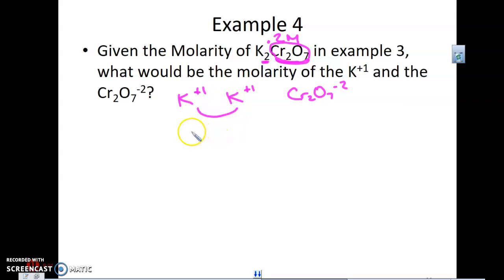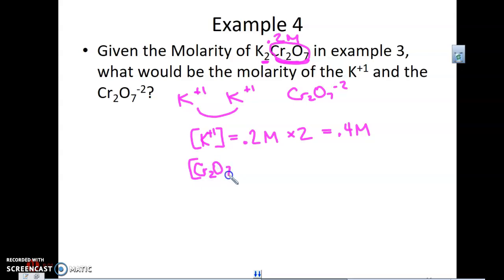So what this is going to mean is the concentration of potassium, and by the way, we often show concentrations with brackets. You don't have to, but that's how it's often done, is 0.2 molar times 2 is 0.4 molar. The dichromate, there is only 1 dichromate, so it's 0.2 molar times just the 1 that's there. There's only 1 dichromate in there, so it is 0.2 molar. That's if you break this up.